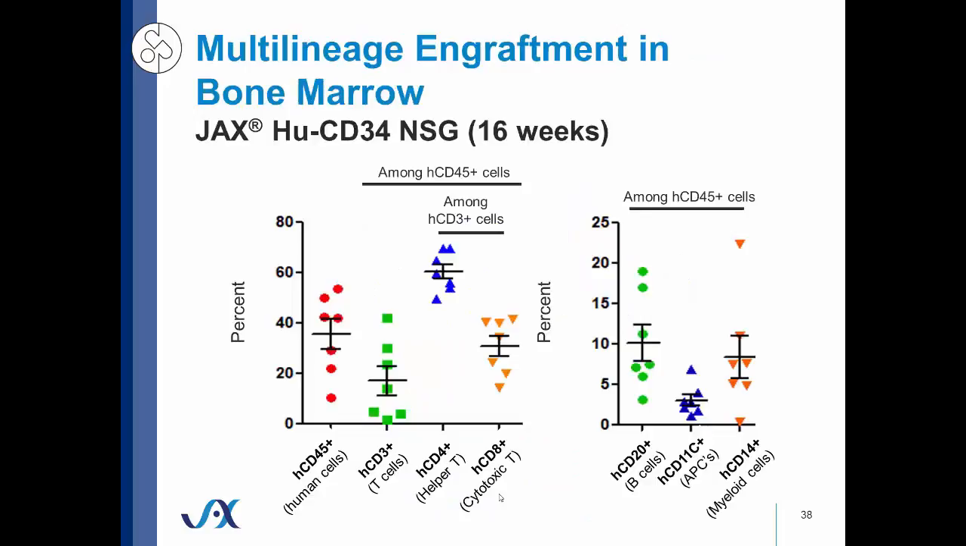This is just data further validating the model and making sure that what we're seeing is similar to what's shown in the literature. Again, this is looking at humanized NSG mice 16 weeks post-engraftment. We're looking at the engraftment in the bone marrow in this particular case, and we're looking at percent donor human CD45 cells. Within the CD45 population, we're looking for T cell populations, both CD3, CD4, and CD8. We're also looking for B cell populations, myeloid populations, CD11C for antigen presenting cells, and CD14 for the myeloid populations, showing that within the bone marrow we've got multilineage engraftment.